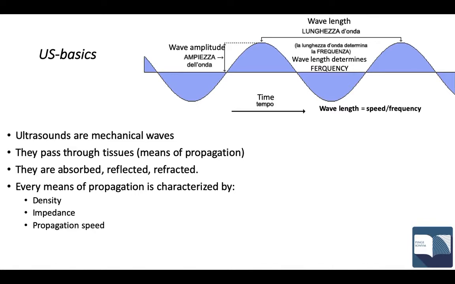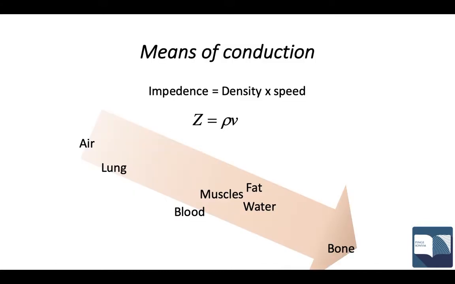We know that ultrasound is based on mechanical waves. Mechanical waves pass through tissues that are means of propagation. They are absorbed, reflected, and refracted. Every means of propagation is characterized by a density, impedance, that is the attitude by the tissue to conduct ultrasounds, and a propagation speed. The means of conduction have different physical characteristics.